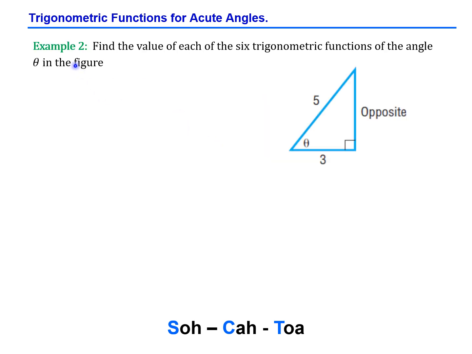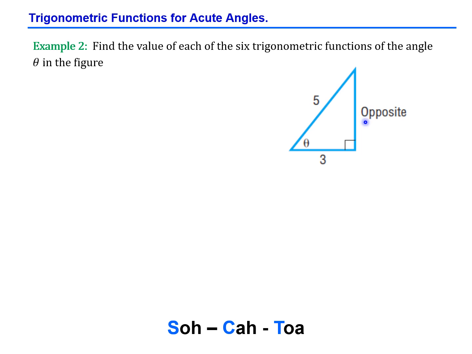So let us solve this example 2 using the definition of trigonometric functions. Find the value of each of the 6 trigonometric functions of the acute angle theta in the figure. So this is the given figure, and as you can see, this is a right triangle. This is the angle theta, which is acute, and the opposite side to theta is unknown, it's not given. The adjacent side to theta is equal to 3, and the hypotenuse of this right triangle is 5.